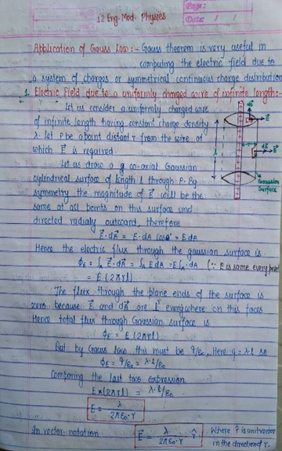In vector notation, the electric field E is equal to lambda upon 2 pi epsilon naught r times r cap, where r cap is the unit vector in the direction of r.